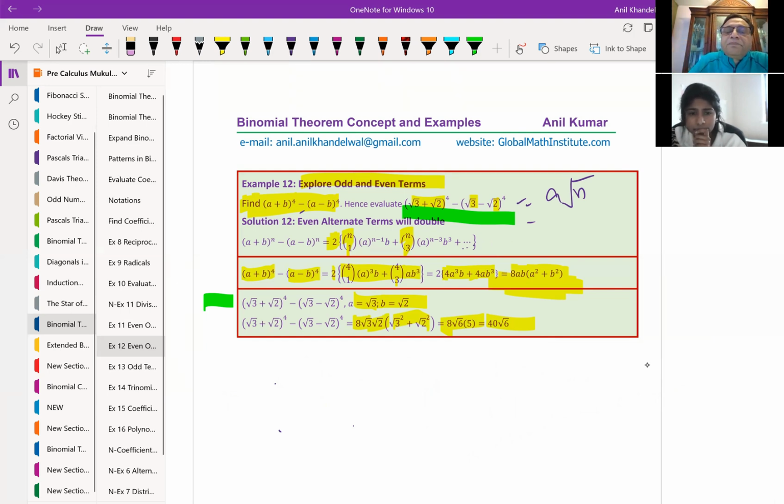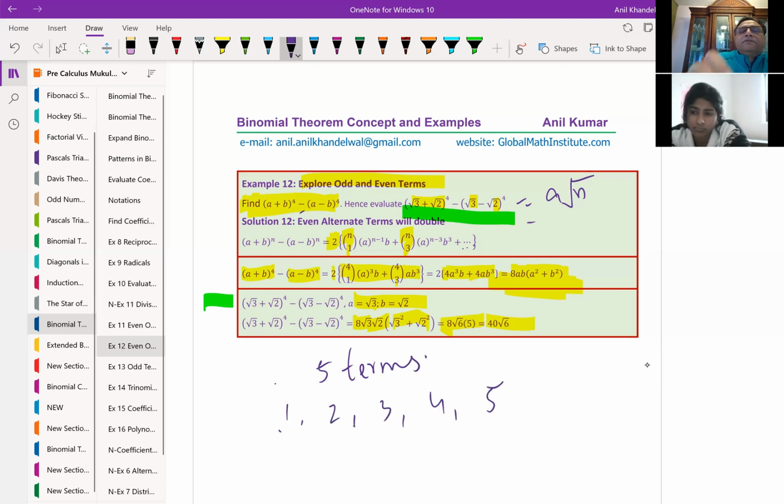So, Annie, as I was saying, since there are 5 terms and the even number terms are second and fourth, there are only 2 even terms. There are 5 terms: 1, 2, 3, 4, and 5. Even number terms are 2 and 4. They double up. Therefore, we have these 2 terms, nC1 and nC3, and we add them and multiply by 2 to get our terms. So go through this, you will understand this concept. And then when you combine and simplify, this is what you get.